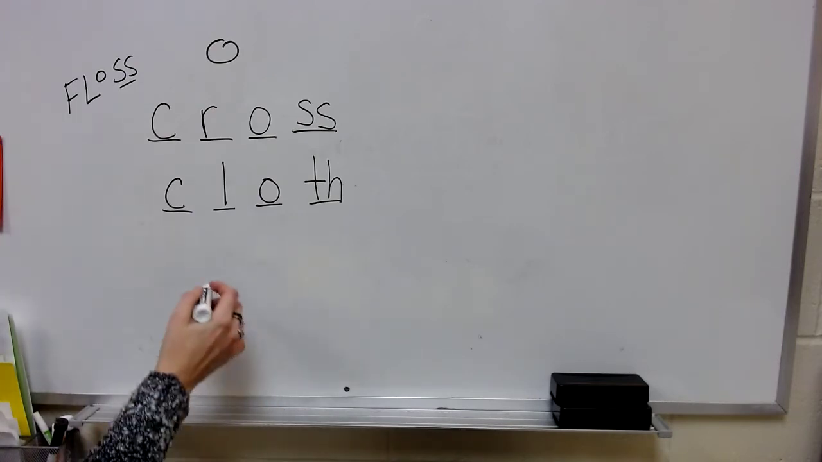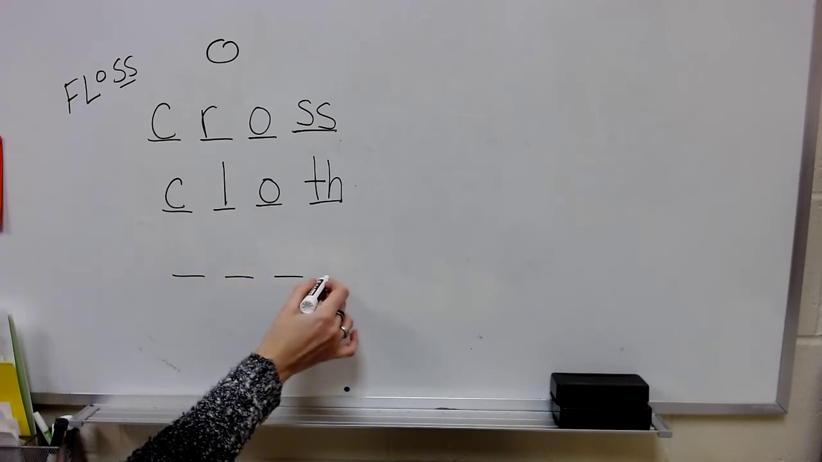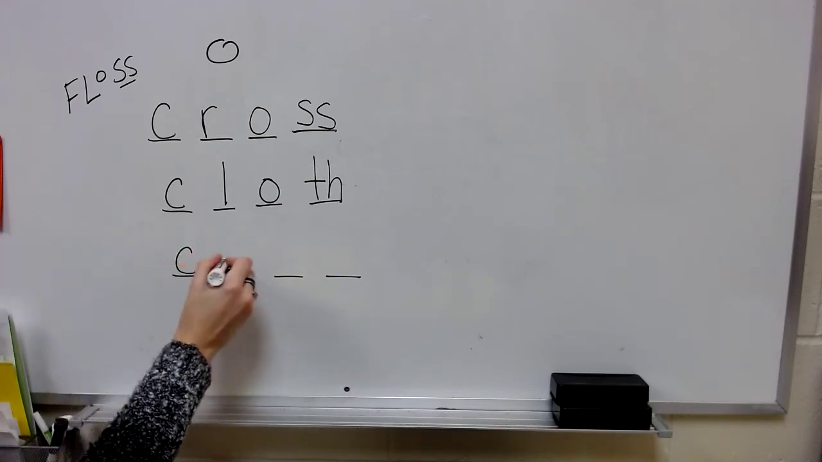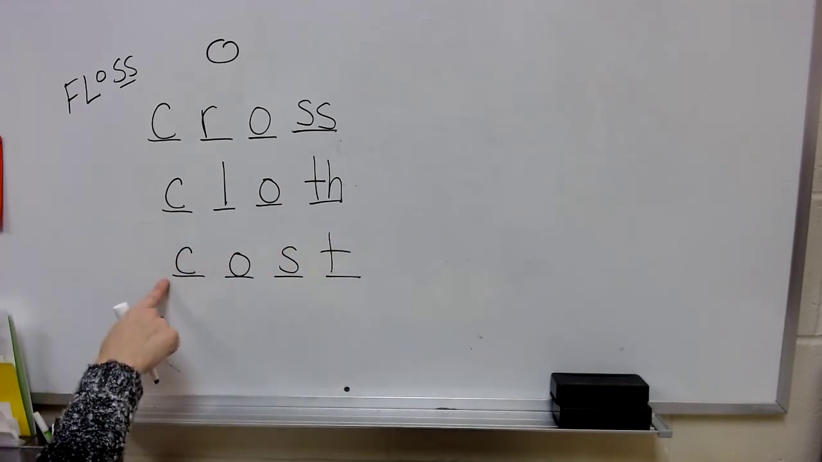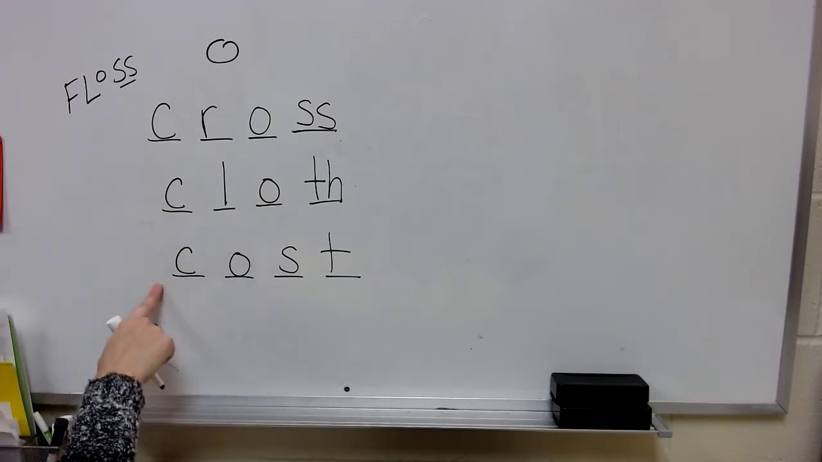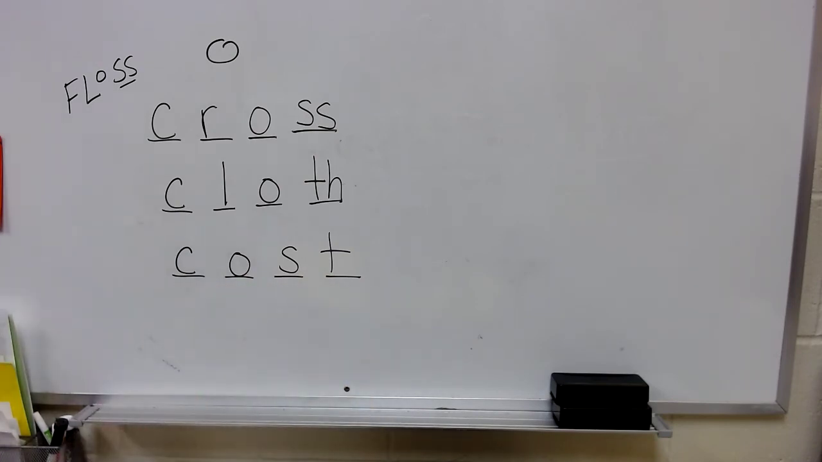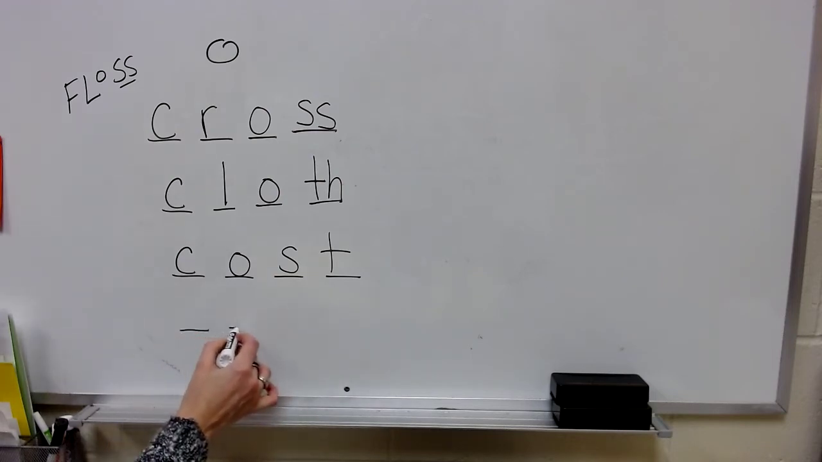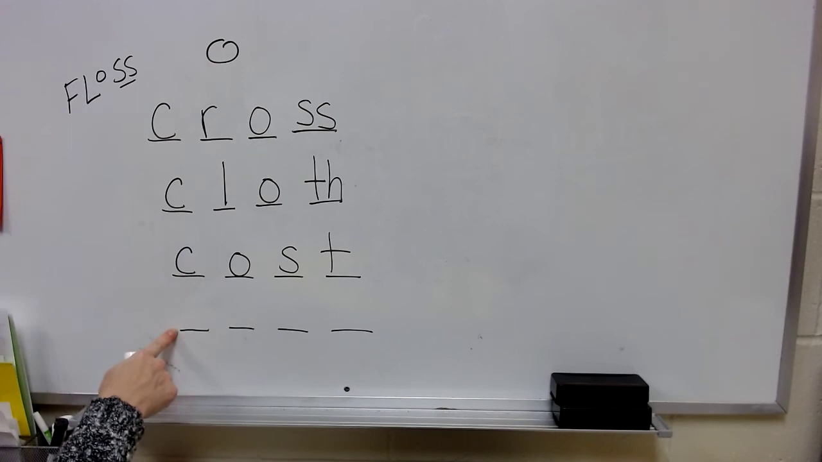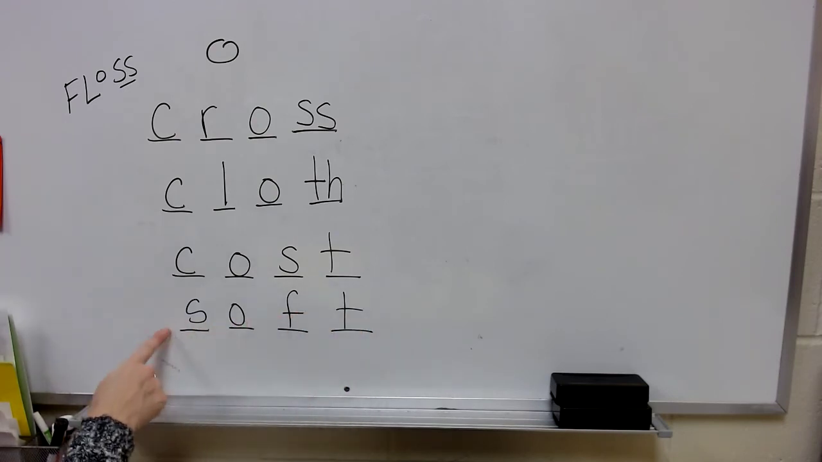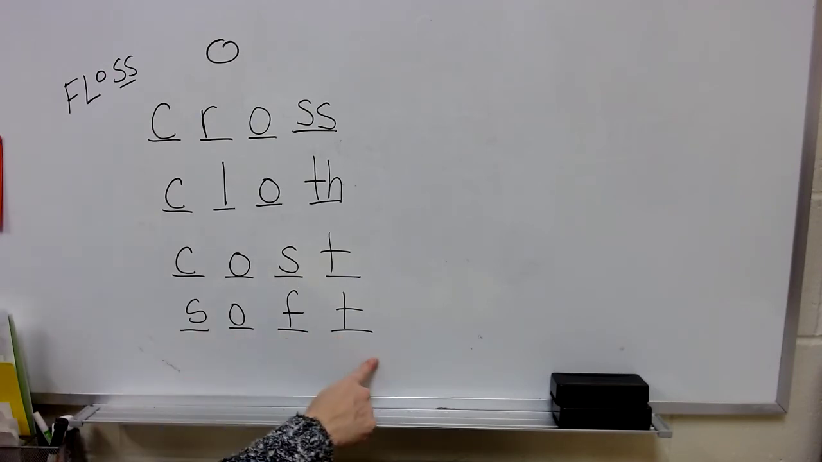The next word is cost. What word? Stretch cost. K, o, s. Write your spelling for cost. Check it. What word? Spell cost. Word? Yes, cost. The next word is soft. What word? Stretch soft. Write your spelling for soft. Check it. What word? Spell soft. Word? Yes, soft. The next word is often.